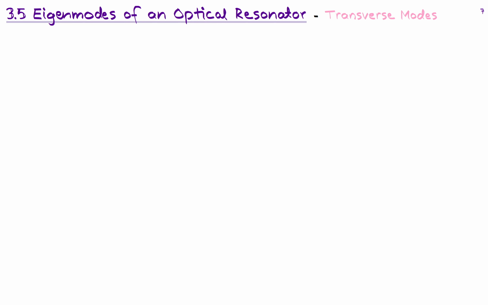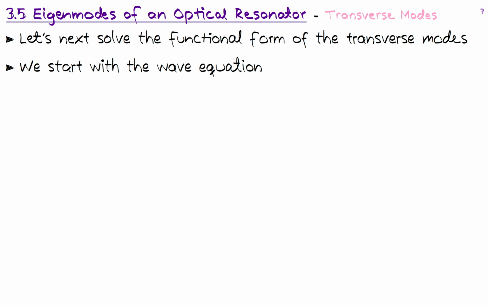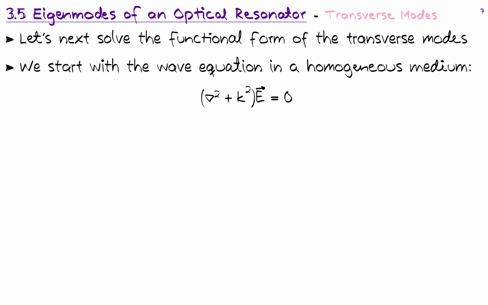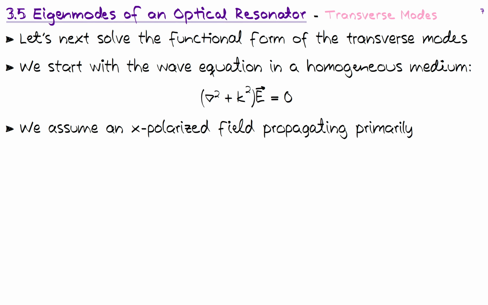Okay, let's now look at how the transverse modes actually look. So let's really start solving for the functional form of the transverse modes. We start with the wave equation. The wave equation in a homogeneous medium, which we can derive from Maxwell's equations, is nabla squared plus k squared times the E field equals 0. So we are in a homogeneous medium, no sources, only dealing with the propagation of the electric field within the medium. And we assume for simplicity that we only have an x-polarized field propagating primarily along the z direction, so that we can simplify the mathematics.